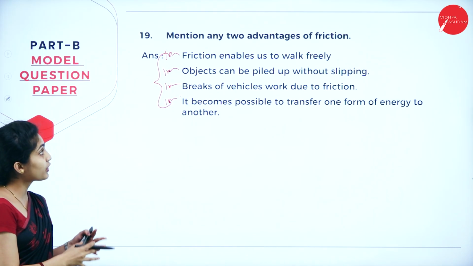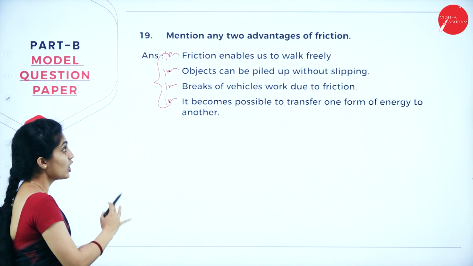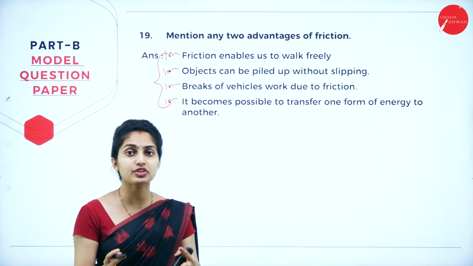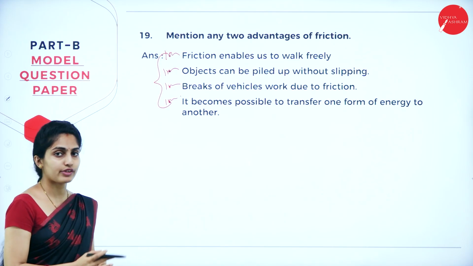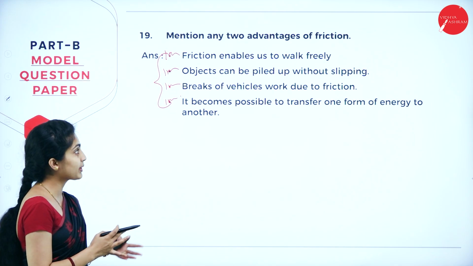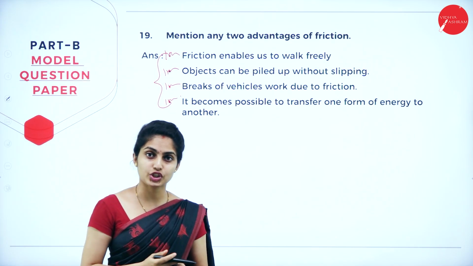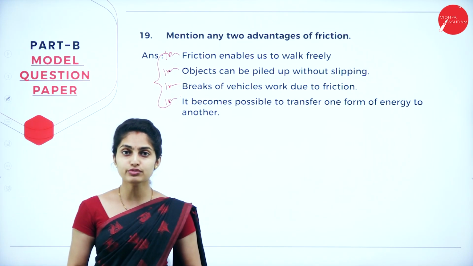So one is friction enables us to walk freely. Second point is objects can be piled up without slipping. When there is friction, there is no slipping. And third, the brakes of vehicles work due to friction. And lastly, it becomes possible to transfer one form of energy to another form. So all these are the advantages of friction.